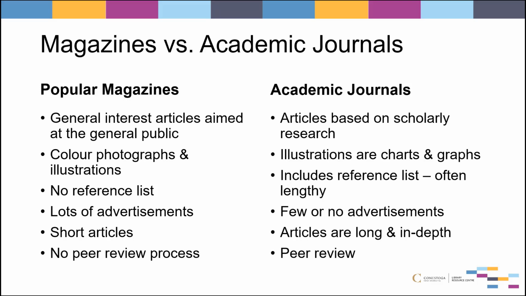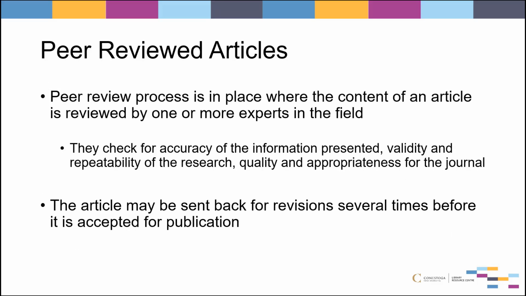Academic journals, on the other hand, are based on scholarly research, and some knowledge of the subject matter is helpful to understand the information being presented. There are no photographs. Any images included will be charts and graphs containing data. Articles tend to be long and in-depth, with a reference list that may be quite lengthy. There is often a peer-review process in place. There are very few ads, and those that are included will be relevant to the subject area of the journal.